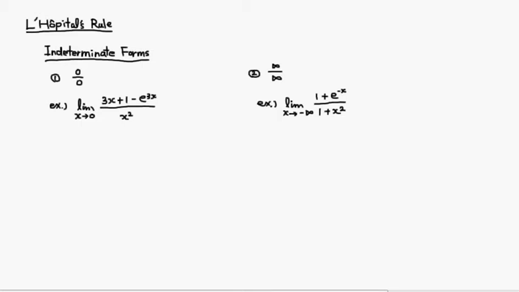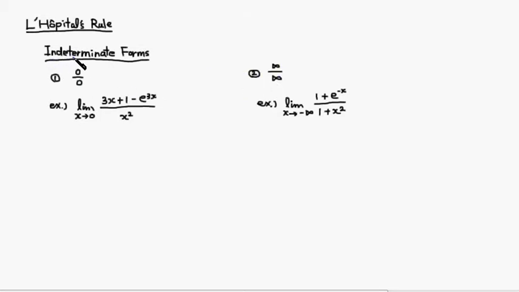Okay, let's look at L'Hopital's rule. Remember that when you try to evaluate the limit, you basically plug in a number to see if you get a finite number. If you do get a finite number, that's the limit. But sometimes we get a case where you get a 0 over 0 or infinity over infinity.